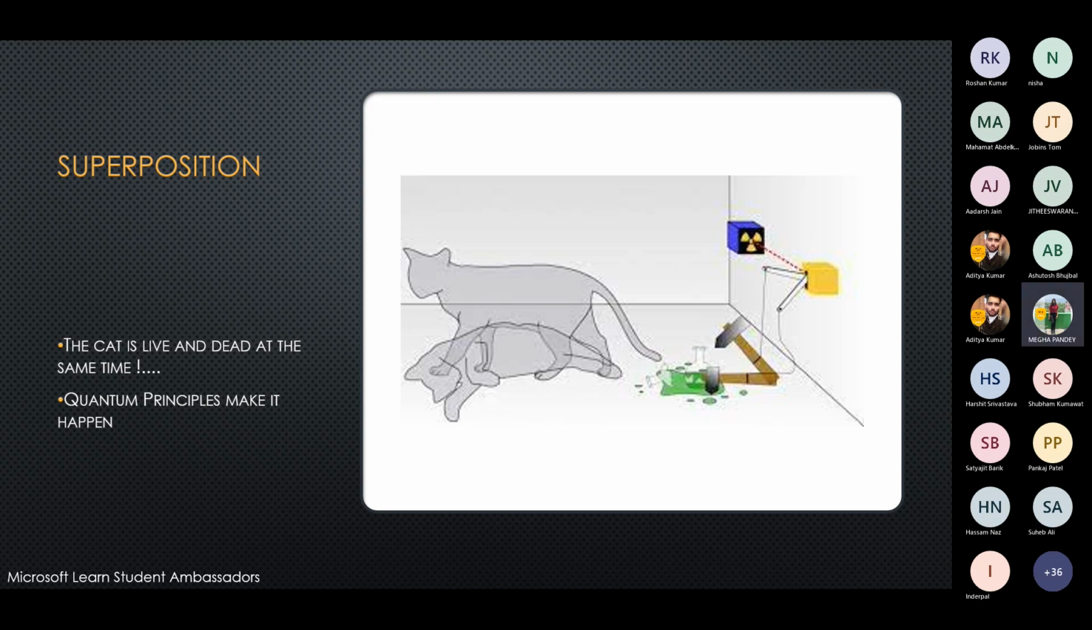Superposition is the act of being in two states. Let's take a simple example. There is a small box, and over there is a cat. I kept the cat inside the box, and there is a radioactive machine, a hammer, and a small green poison kept over here. This is the box. I kept it here and closed the box. And after some time, I'll open the box.